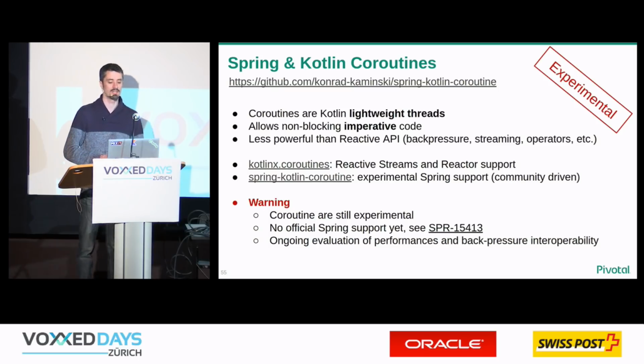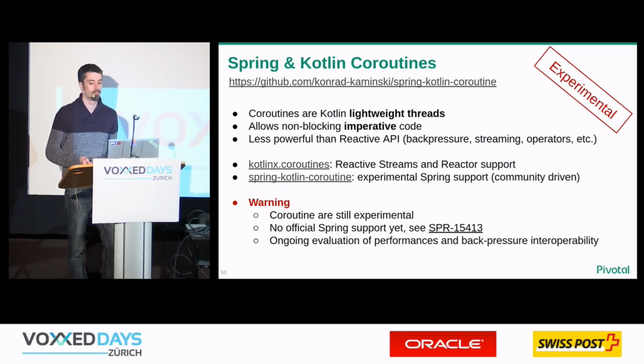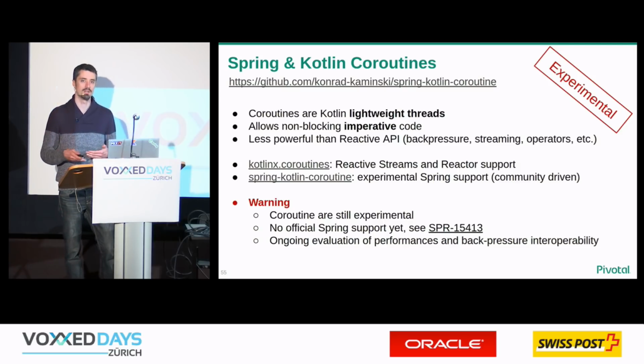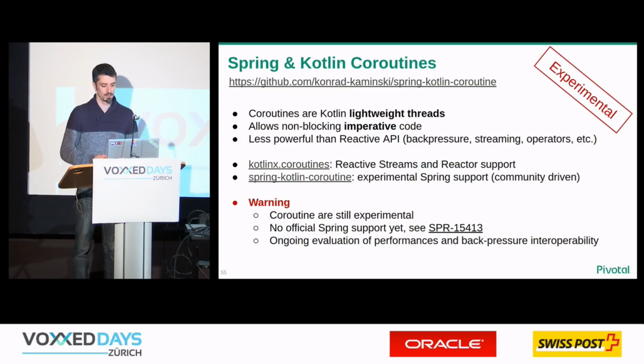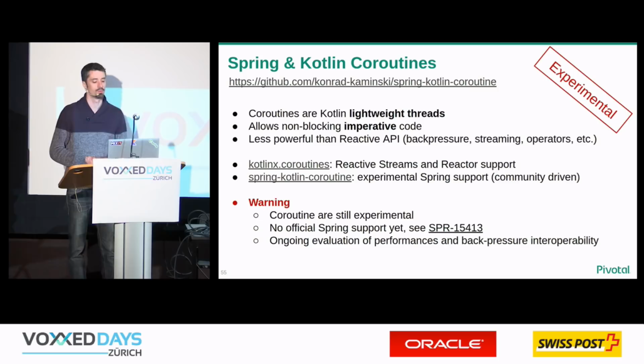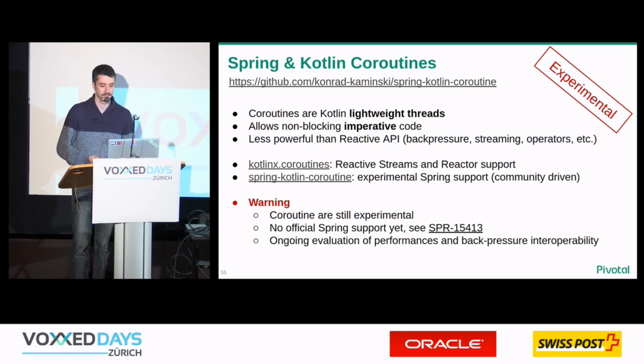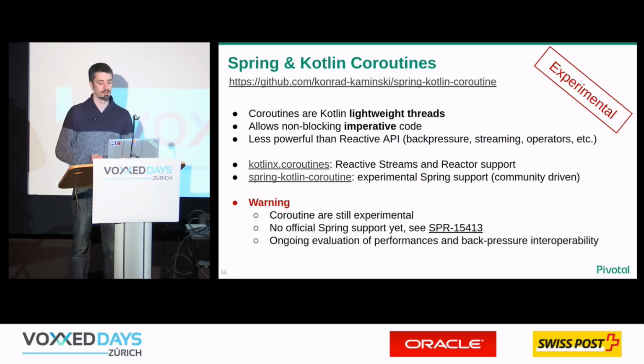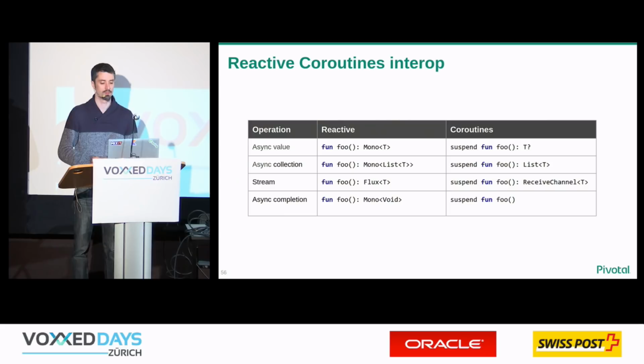Coroutines are Kotlin lightweight threads. They allow non-blocking imperative code. They are less powerful than the Reactive API in terms of backpressure and streaming operators, but they provide a nice syntax, especially for single asynchronous values. So if you want to use that with Spring Boot 2, use the Spring Kotlin Coroutine project. Be aware that coroutines are still experimental, and we are currently working on that and experimenting with it.